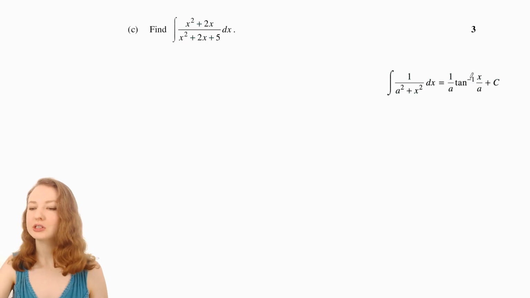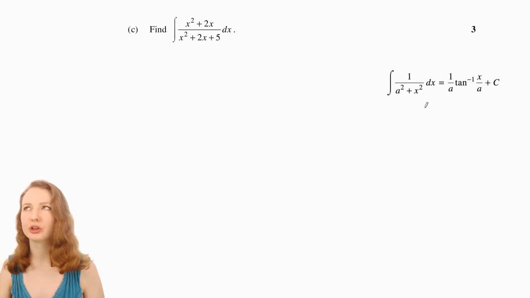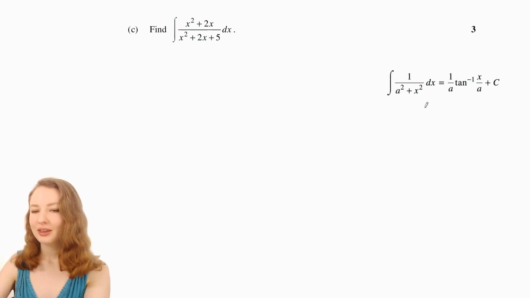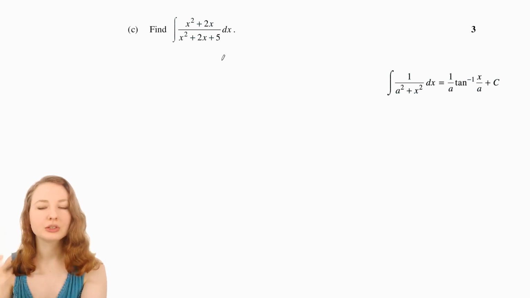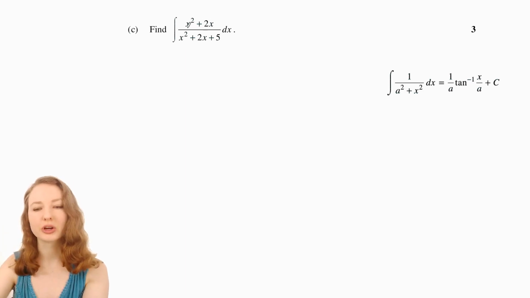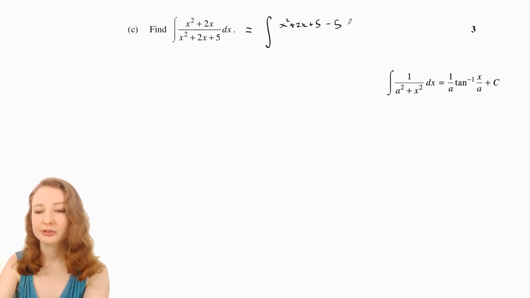Part C. So I've just pasted this from the formula sheet, so that's in the further integrals section. We're going to need that for this question. So what I would notice with this one is we can't integrate it when it's in its present form. We're going to have to change it somehow. So what you can do is think of the x squared plus 2x as being the same as the bottom, but then minus 5.